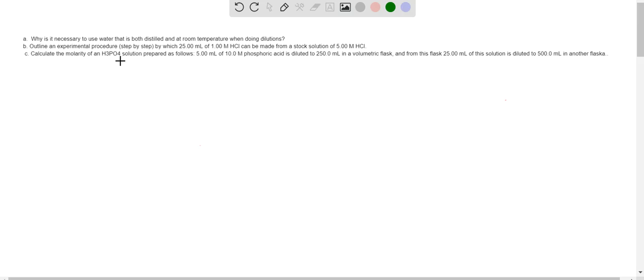In part B, we have to outline an experimental procedure, step by step, by which 25 ml of 1 M HCl can be made from a stock solution of 5 M HCl. So, start part B.